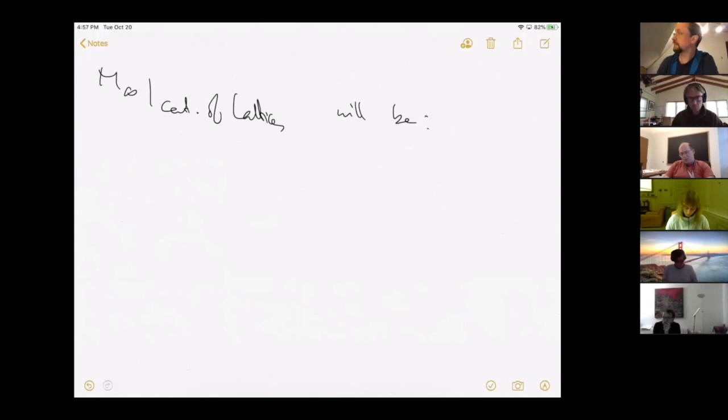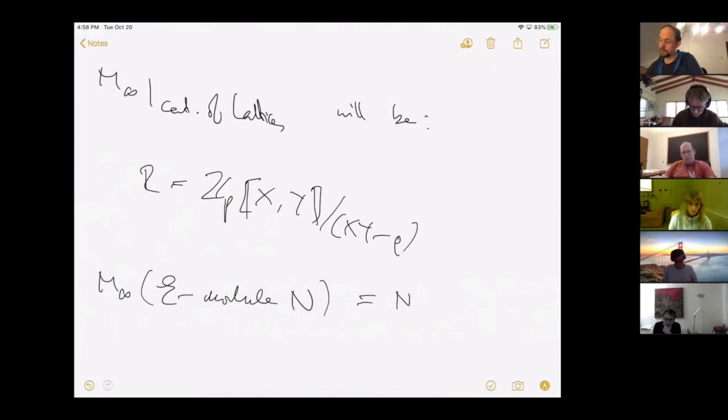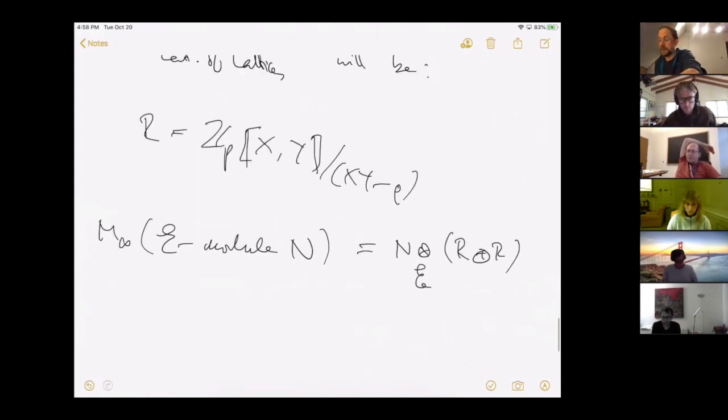The ring R will be, in this case, ZP adjoining two variables X and Y with relation XY equals P. And the M infinity of some E module, maybe N, will be N tensored with E on R plus R, because this E, the way I've written it with these X and Y, is sitting inside 2x2 matrices on the ring R. I think of the X and Y now as being elements of R. So it's sitting inside the ring of 2x2 matrices in R. And so this is a functor.